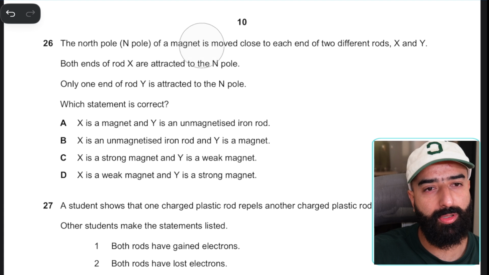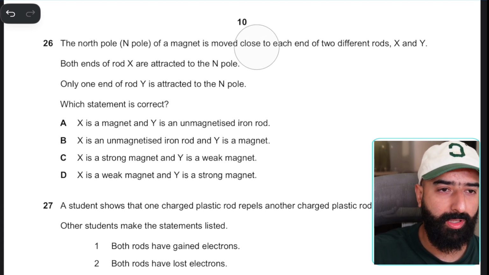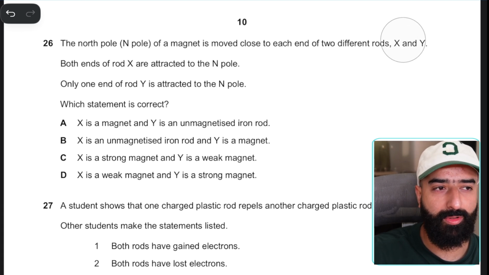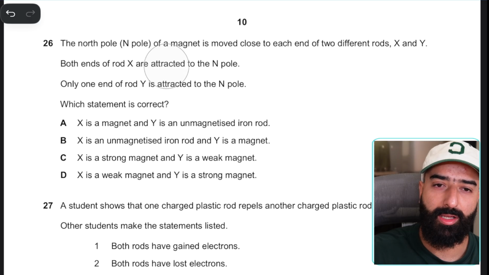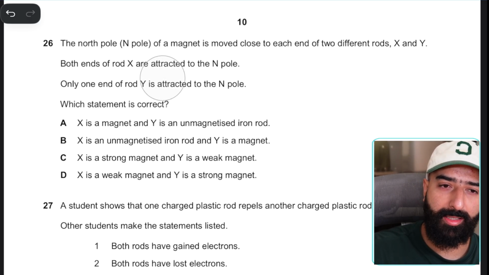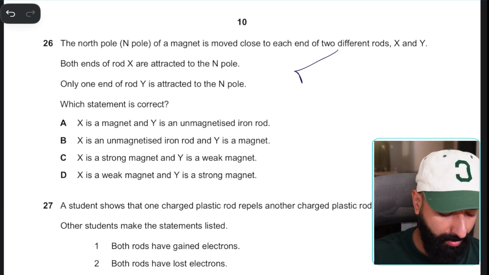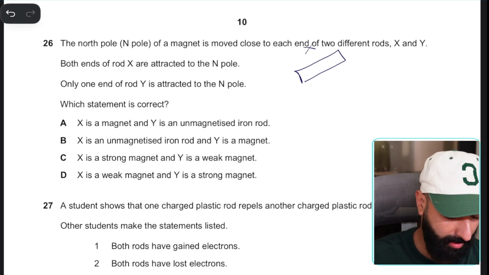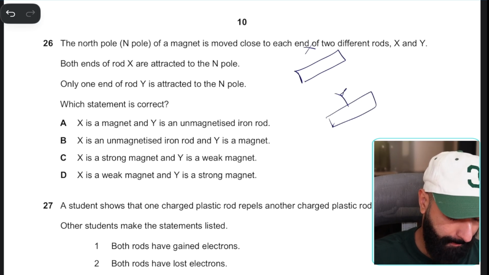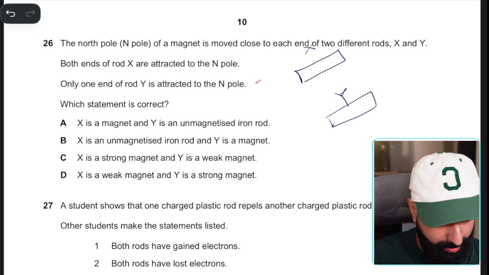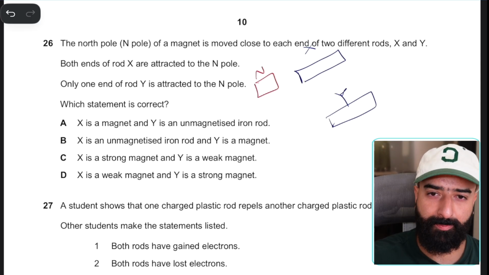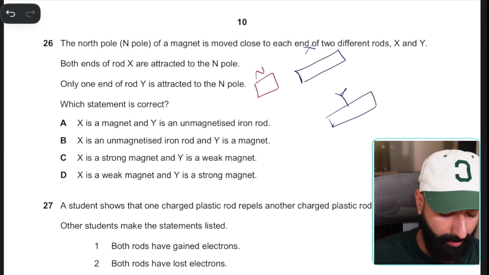The north pole of a magnet is moved closer to each end of two different rods, X and Y. Both ends of X are attracted to the north pole. Only one end of Y is attracted to the north pole. Which statement is correct? So we have two rods, X and Y, and you bring a north pole. Both ends of X get attracted to the north pole.